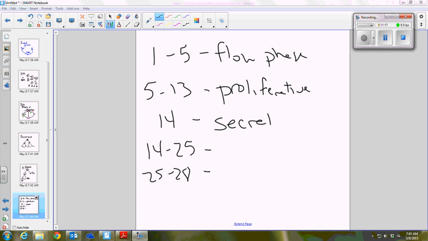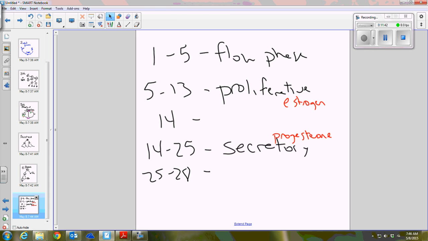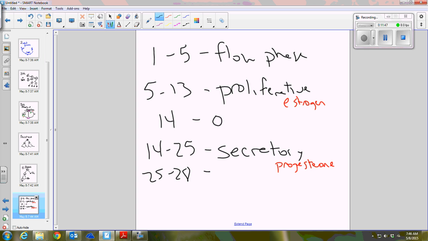Then you have the secretory phase, and this is where progesterone, so let me write these down here, estrogen and progesterone. Progesterone causes the release of well, I'm ahead of myself here. Day 14 is ovulation, and this is the release of the egg.